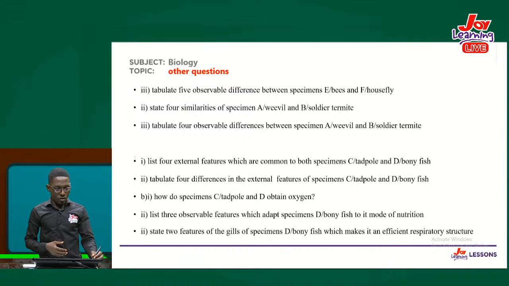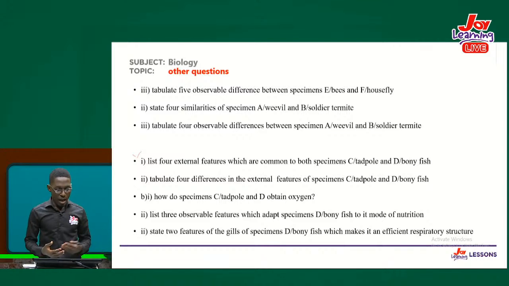Another way of asking you on your screen is: list 4 external features which are common to both C and D, external feature similarities. Tabulate 4 differences in the external features. In the olden times, when they say tabulate and you don't use a table, it was minus 1, because there was a rule. Any rule that they give you in practicals or biology that you don't follow, they penalize you for that.